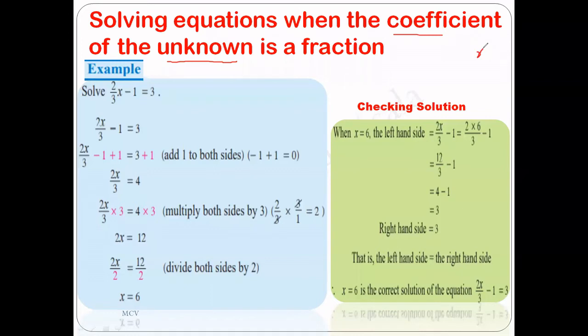Here, if this is the unknown term, the number to the left hand side is called the coefficient. This is the coefficient. Here, what is the coefficient? Coefficient is 2. Here the coefficient is 2.